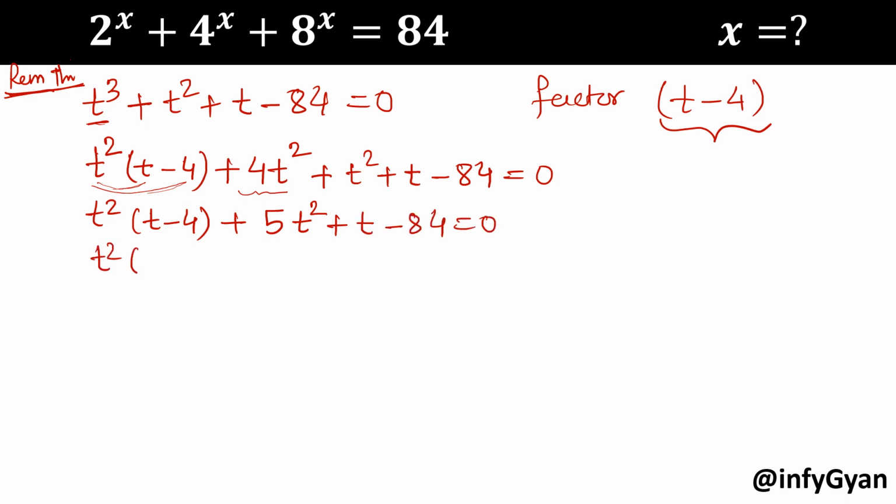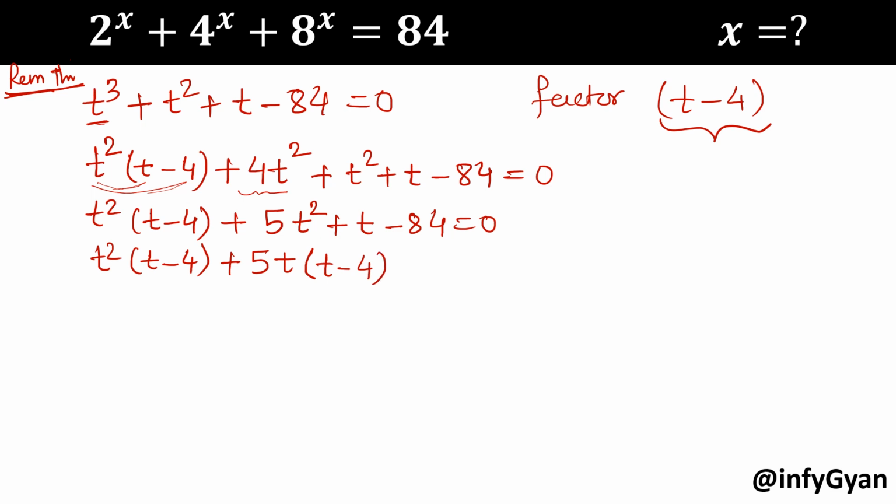t square into t minus 4, the same job we did for t cube, now it is done for t square. So I will write 5t, just decrease that power by 1, so 2 will convert into 1. Now that extra factor will come here as we did for t cube.